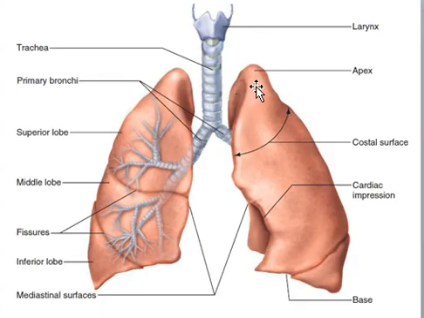Now you see here we have the two lungs, and you see that the right has three parts. So this is the right, and this is two lobes, the left. This is small because the heart is located slightly shifted to the left side of the thoracic cage.